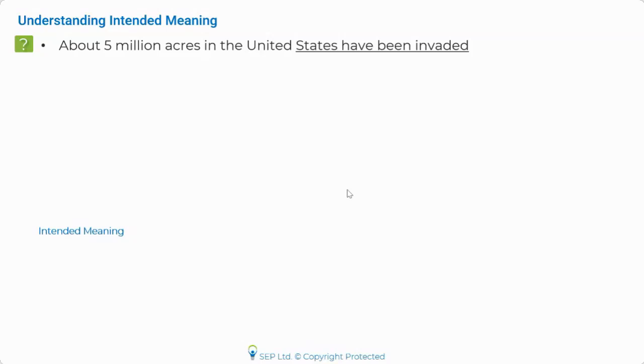Let's go on. "About 5 million acres in the US." All right, so we're talking about these acres, where? In the US. This is a modifying phrase. So this is my subject here: 5 million acres have been invaded. Okay, we are talking about a situation. And for those of you who say passive voice is not preferred, please see, this is passive voice only. 5 million acres have been invaded.